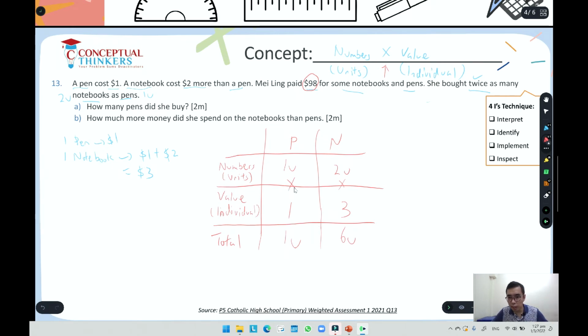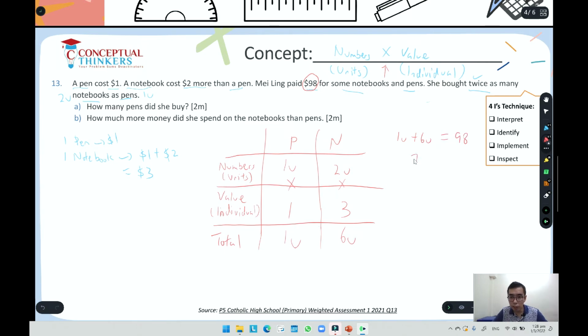So let's understand what this table means. If we take the number of pens and multiply the value of one pen, this will give me the total cost of all the pens. So the total cost of all the pens will be worth 1 unit. And the total cost of all the notebooks will be worth 6 units. So if I take 1U plus 6U, this will give me the total cost that Mei Ling paid for all the notebooks and all the pens. So this must give me 98.